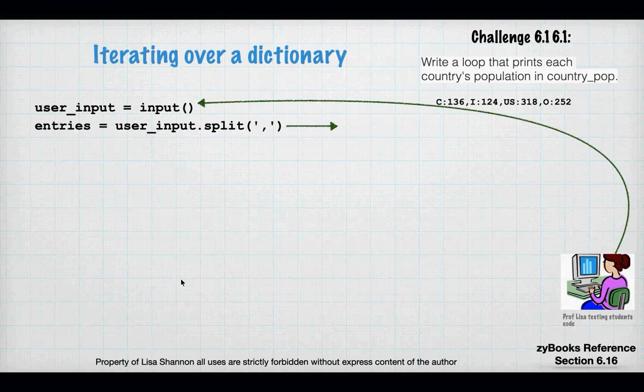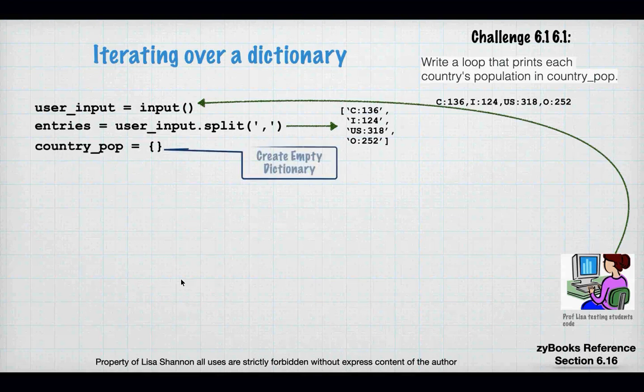So the first thing I'm going to do is split it by comma. The comma basically is the first way to separate the data. And that's what I'm trying to do. I'm trying to separate the data so I can put it into a structure that's usable for me. So I'm going to create an empty dictionary called country pop. I know it's an empty dictionary because it has open and close curly brackets.